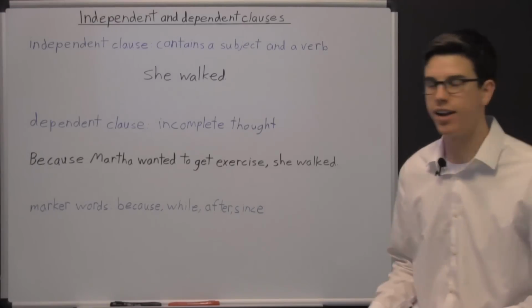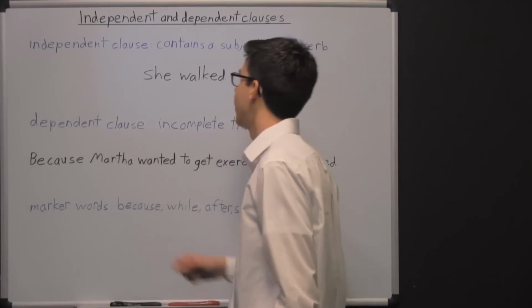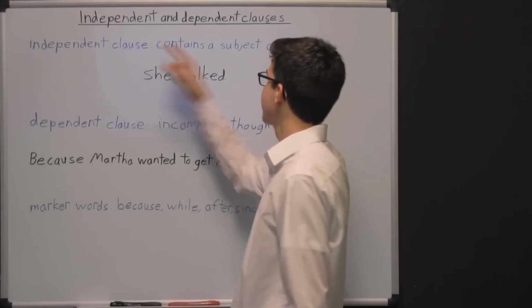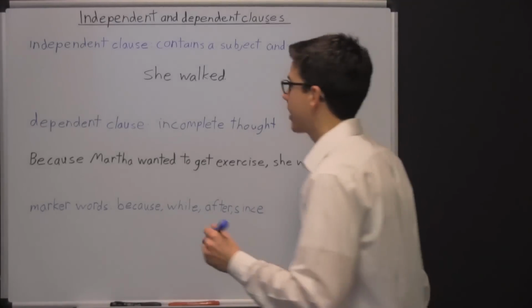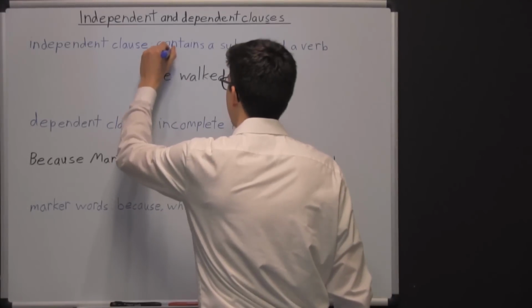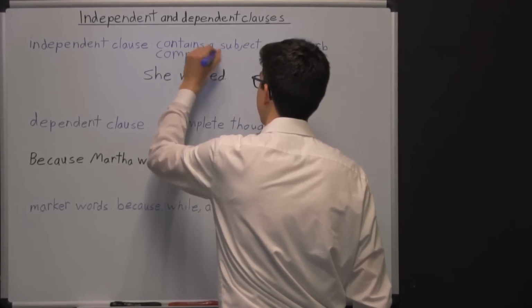Sentences can be classified into two types. There are independent clauses and dependent clauses. So an independent clause contains a subject and a verb. But further than that, it is a complete thought. In other words, it is a standalone unit. It's not a sentence fragment.